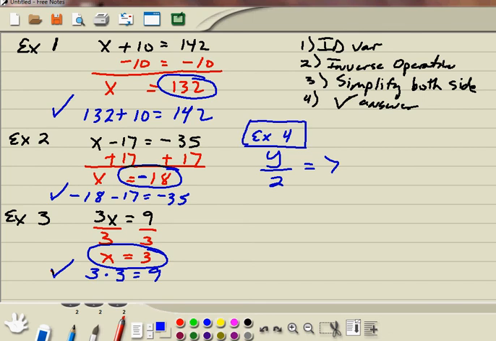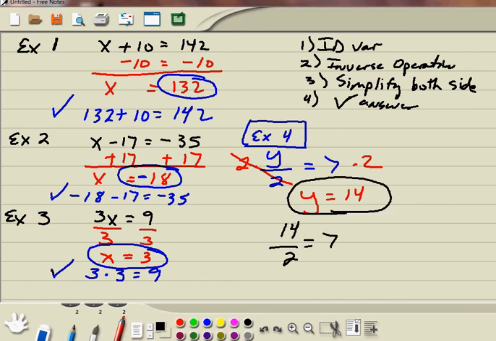Well, here I'm doing division, so I'm going to do the opposite. I'm going to multiply, and so I'm going to multiply both sides by 2. The 2's cancel out, and y equals 14. And then I'm going to check my answer. 14 over 2 equals 7, and so I know that is correct. All right, take your time and make sure this is a foundational concept that you must understand, because they will get more and more difficult as we go along.